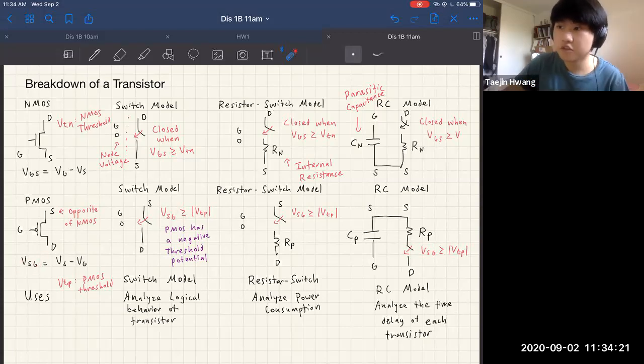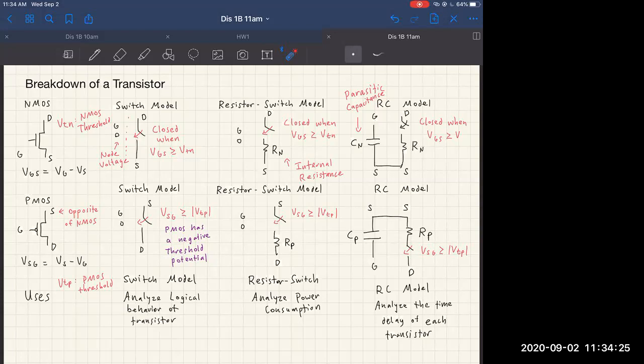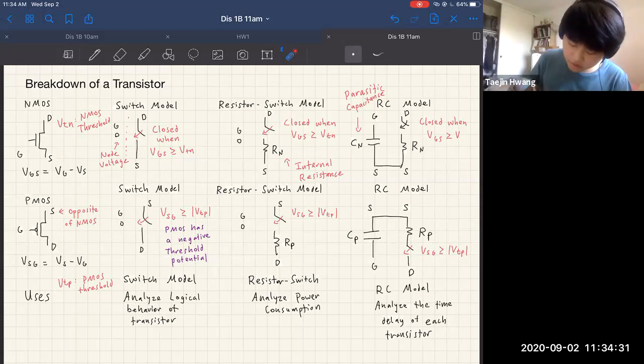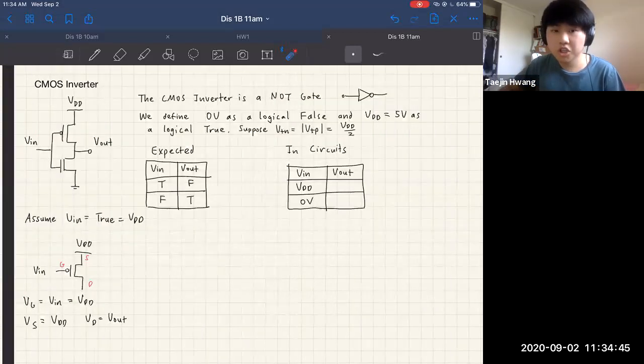VTP stands for V threshold. Why do we use VSG instead of VGS in PMOS? Since VTP is negative, that's exactly why. So you want to look at this value, V source minus V gate. You compare these two voltages and check whether it's greater than or equal to the absolute value of V threshold. It's just an if statement.